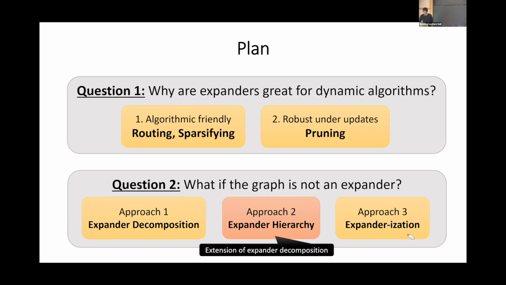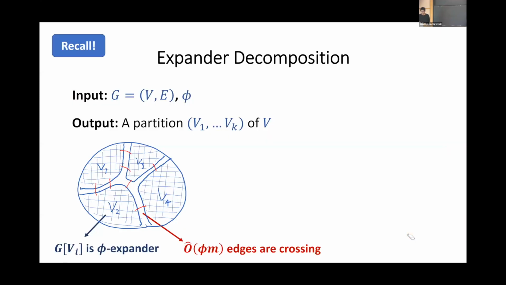So you can think of it as a kind of extension of expander decomposition actually. Just recall that we have this thing in expander decomposition: you have a graph, and you decompose it into parts such that each part induces an expander, and not too many, only a phi fraction of edges across parts.